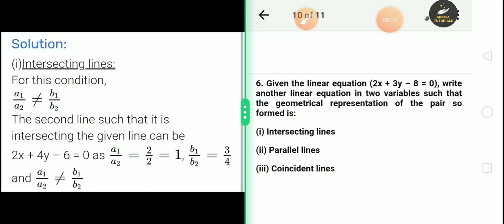Question 6. Given the linear equation 2x plus 3y minus 8 is equal to 0, write another linear equation in two variables such that the geometrical representation of the pair forms intersecting lines, parallel lines and coincident lines.